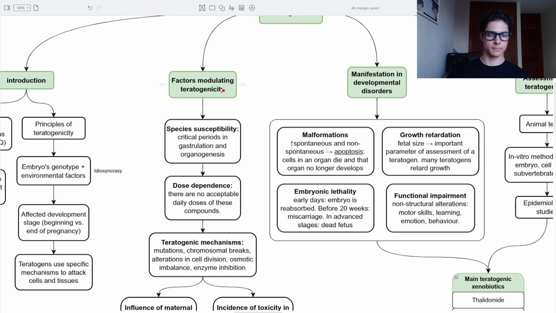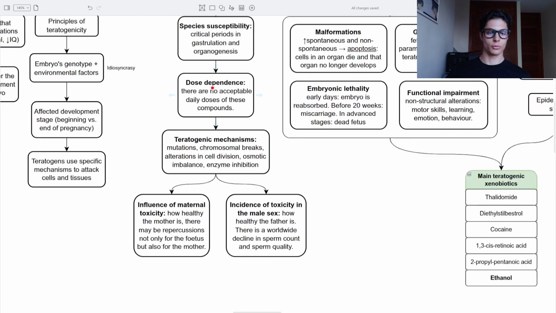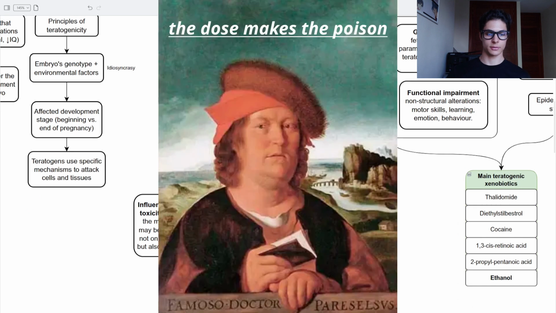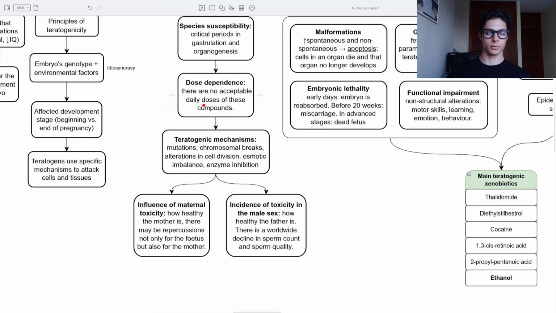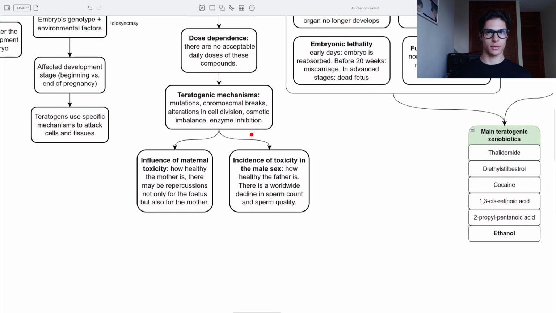So what are the factors modulating teratogenicity? Species, susceptibility, critical periods in gastrulation and organogenesis. Dose dependence, remember Paracelsus. There are no acceptable daily doses for these compounds, same as carcinogens. Teratogenic mechanisms: mutations, chromosomal breaks, alterations in cell division, osmotic imbalance, and enzyme inhibition. These are all mechanisms that can lead to a malformation.